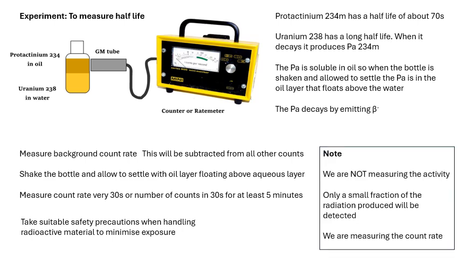One note is, we're not actually measuring the activity. Why? Because if you imagine all the radiation being produced in that bottle, only a very, very small fraction of that is going to go into your GM tube. What we're measuring is the count rate, which will be proportional to the activity. So we can still work out the half-life. But 90% of this radiation probably won't even leave the tube. And then the stuff that does leave the tube, a very, very small fraction of that will actually go in the GM tube.